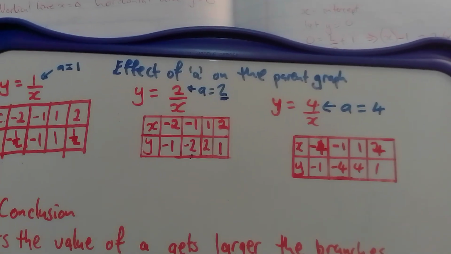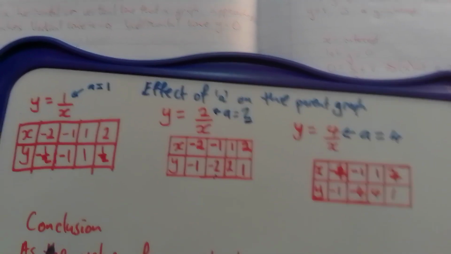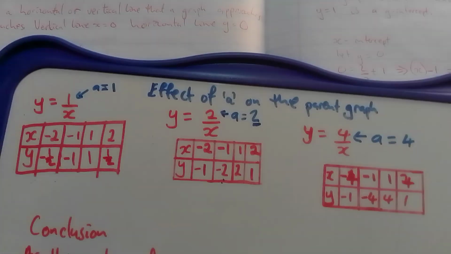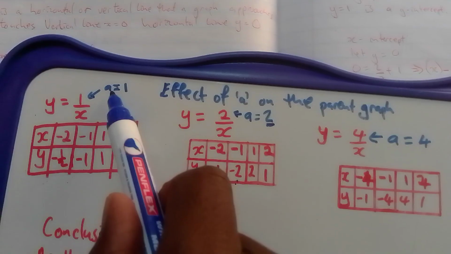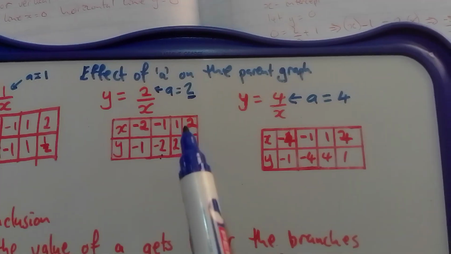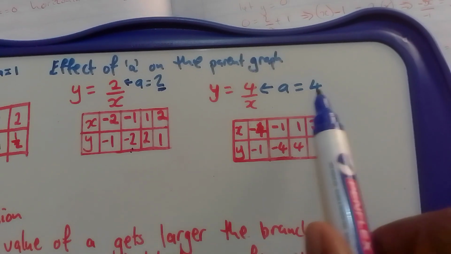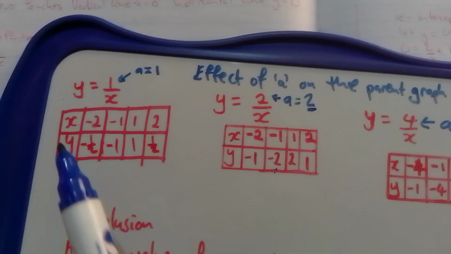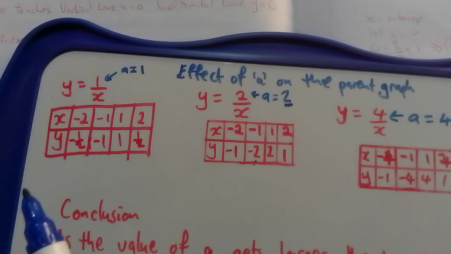Right, in this video we're going to be looking at parameter A and the effect that it has on the parent graph when the parameter has been changed. So for our parent graph, A is equal to 1, and we're going to be comparing it to when A is equal to 2 and when A is equal to 4. So let's begin.